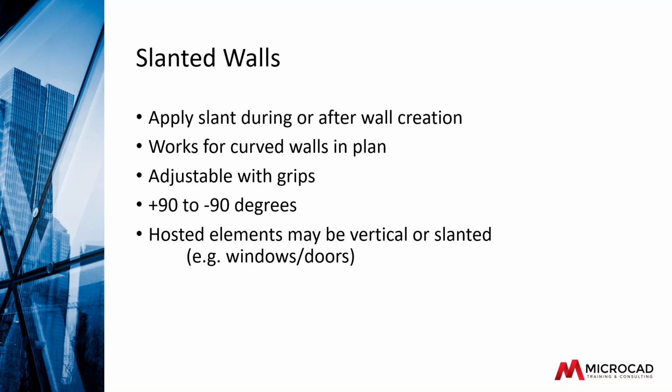You can apply the slant before you draw the wall, or after you draw it. It works with curved walls. You can adjust it with grips. However, I wouldn't necessarily recommend that, especially if it's a curved wall. You can go to a full plus 90 degrees or minus 90 degrees. And additionally, windows and doors can be slanted or vertical to work with that wall. So let's flip over to Revit and take a look at that.